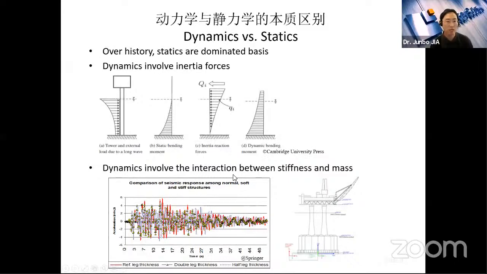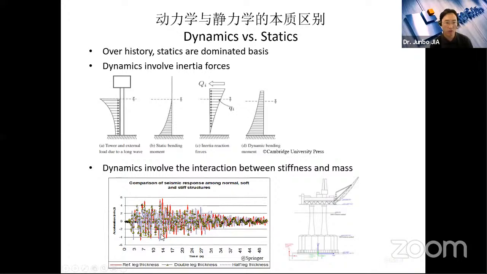So you will see, if you only think about statics, where you don't need to consider any inertial force, then if you have force one, for example, you have a displacement one, and if you double your force, generally you have double displacement as long as it's linear. However, this doesn't apply to dynamics.